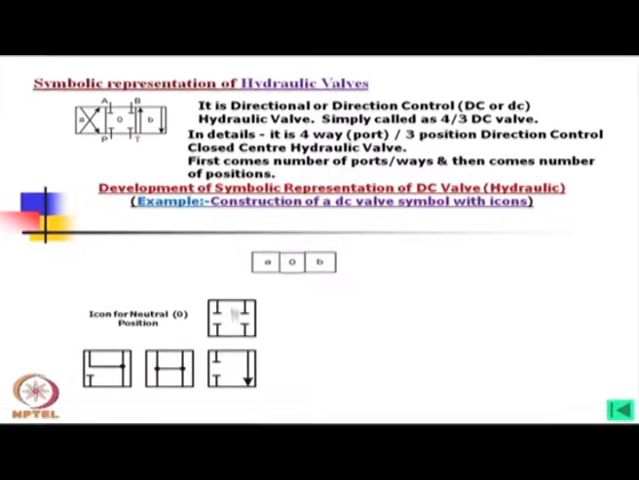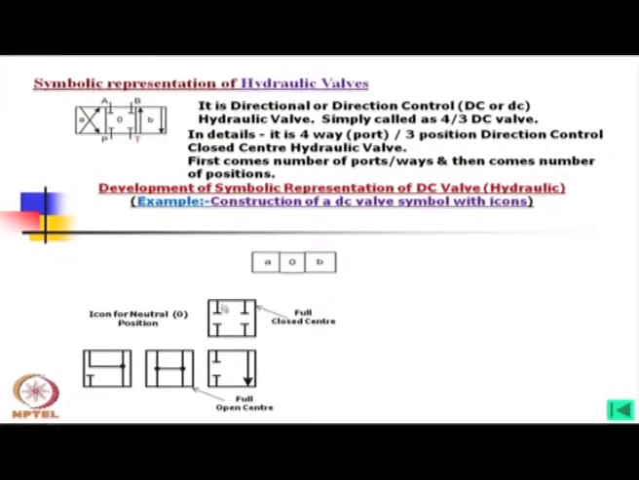Now, in these 3 compartments, the middle one is the neutral, and for neutral we can choose either this icon or this icon or this one or this one. Now, this one is full closed center, that means all the ports are closed when it is in neutral position. Contrary to that, if I use this symbol, this will be full open center.